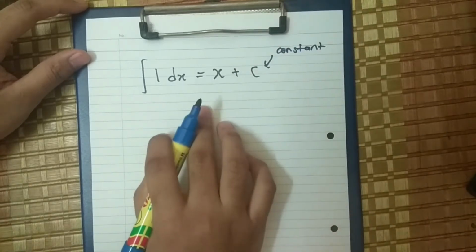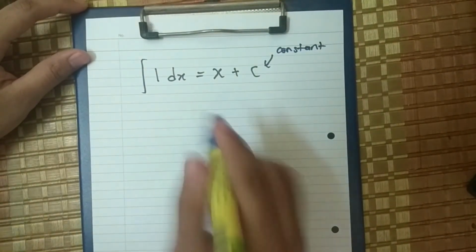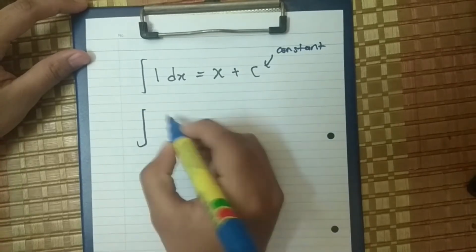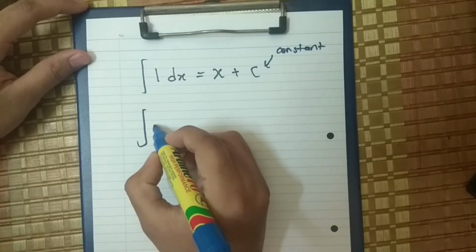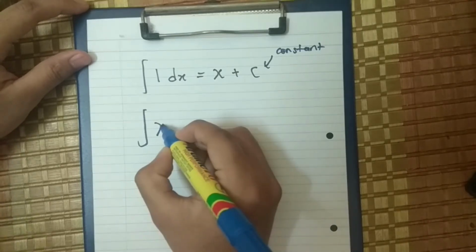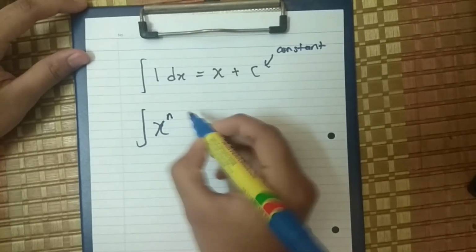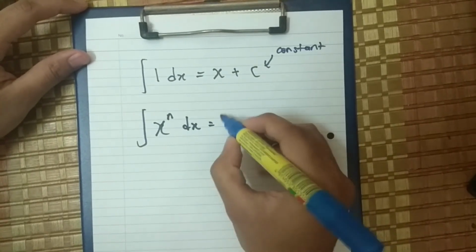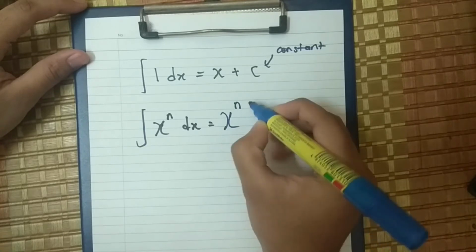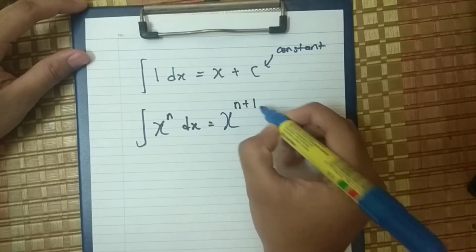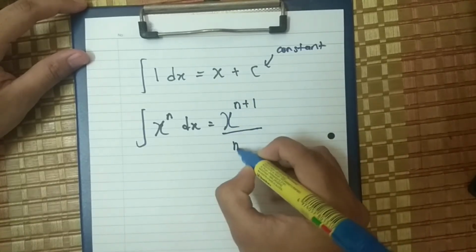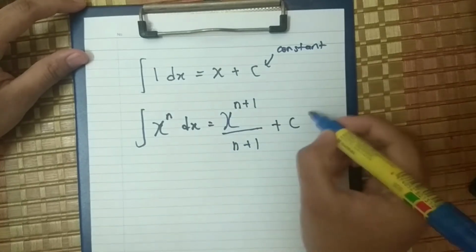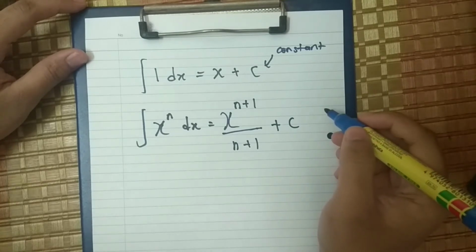And next, a new type of problem is when you integrate a function that has x to the power of n. The integral of x to the power of n dx is equal to x to the power of n plus 1 divided by n plus 1, plus c as a constant.